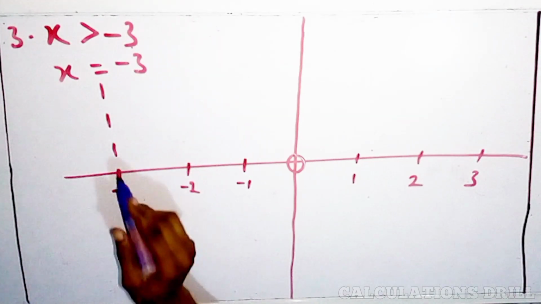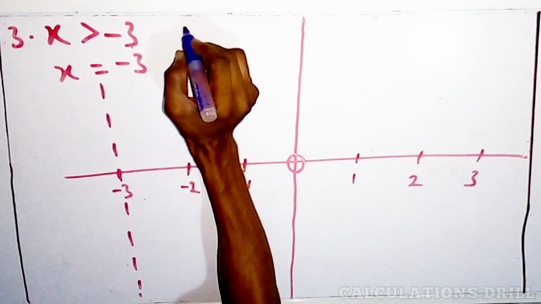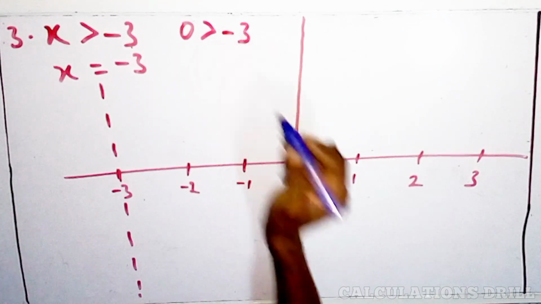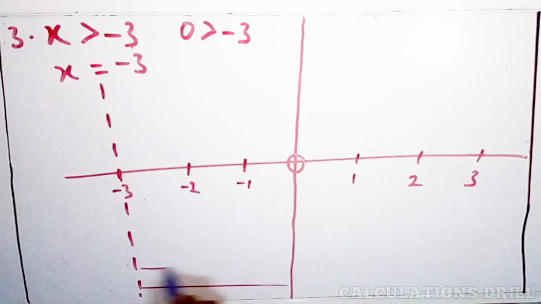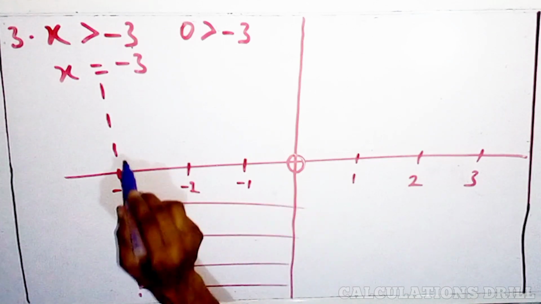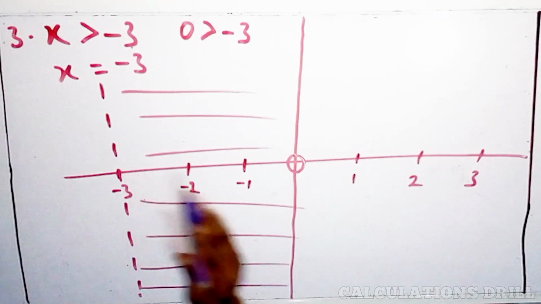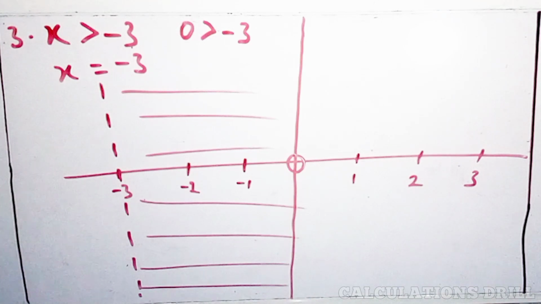Then the next thing is our zero test. Anywhere you see x, you put 0. Then you check whether it's true or false. 0 > -3. Is it true or false? It is true. So you can shade to include the origin. It's very easy and simple. That is just the best way to know where to shade.